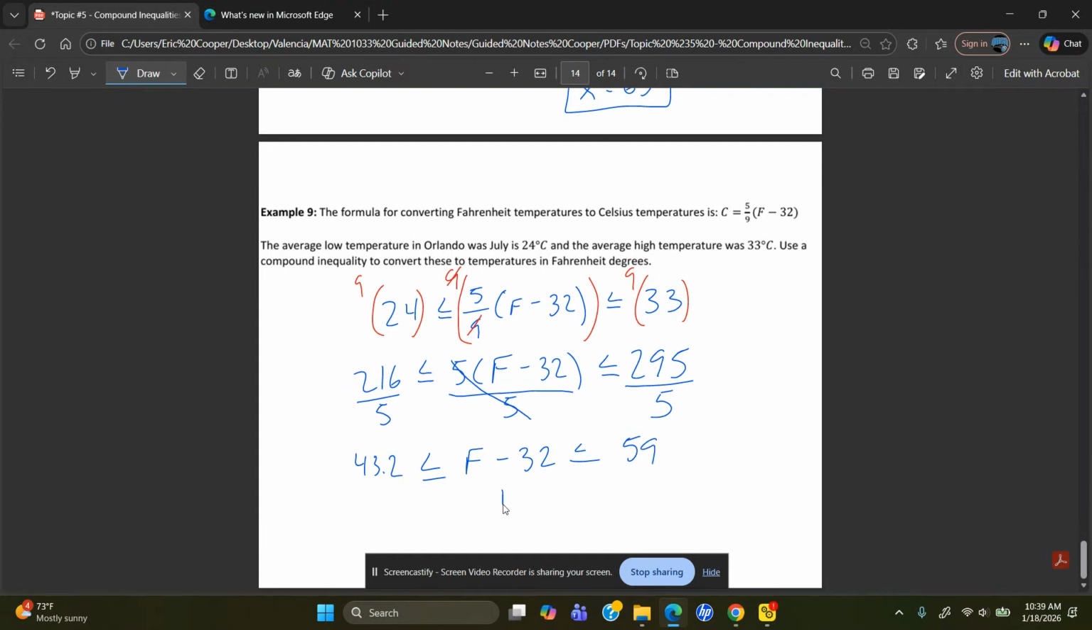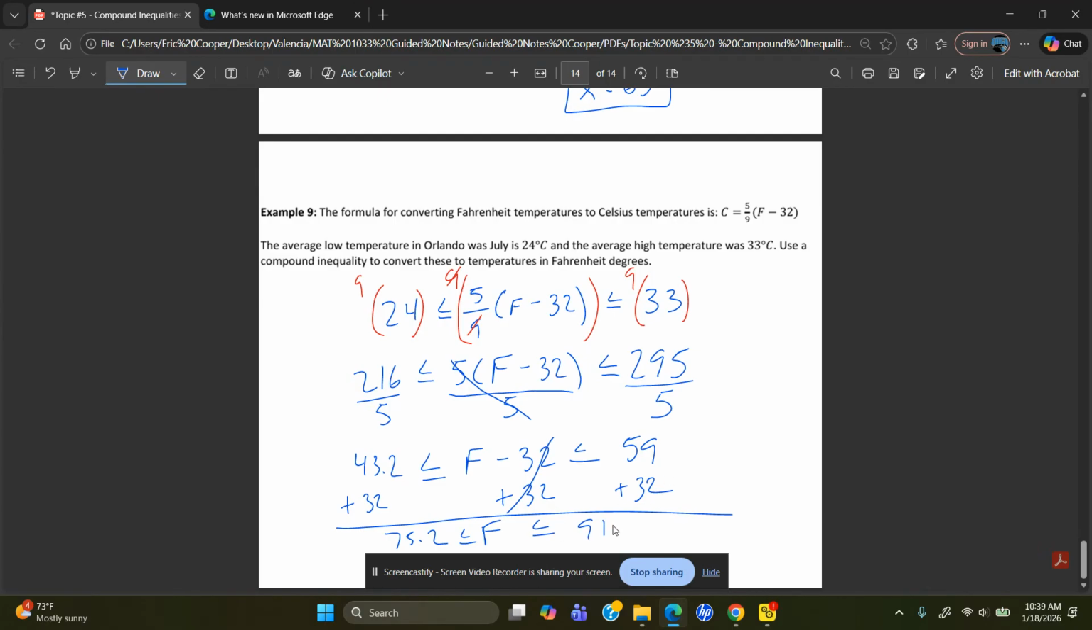Now I need to get rid of the negative 32, so I'm going to add 32 to both sides. When I do that, I have F by itself in the middle. 43.2 plus 32 is 75.2. And then I have 59 plus 32 is 91.